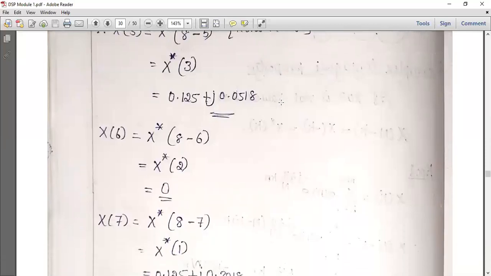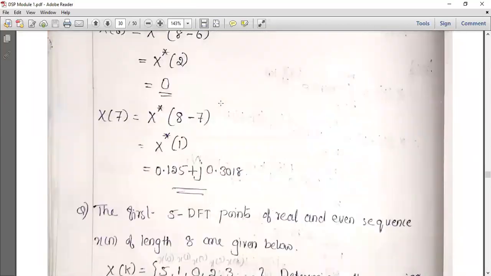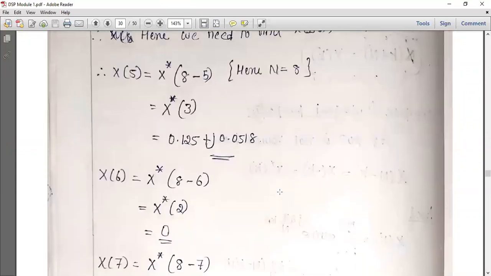Then x of 7 is equal to x conjugate of 8 minus 7, which is equal to x conjugate of 1. We have x of 1 is equal to 0.125 minus j 0.3018. So while taking the conjugate, we get 0.125 plus j 0.3018. Now we get x of 7 is equal to this value, conjugate of x of 1. So we have found out the remaining 3 points.